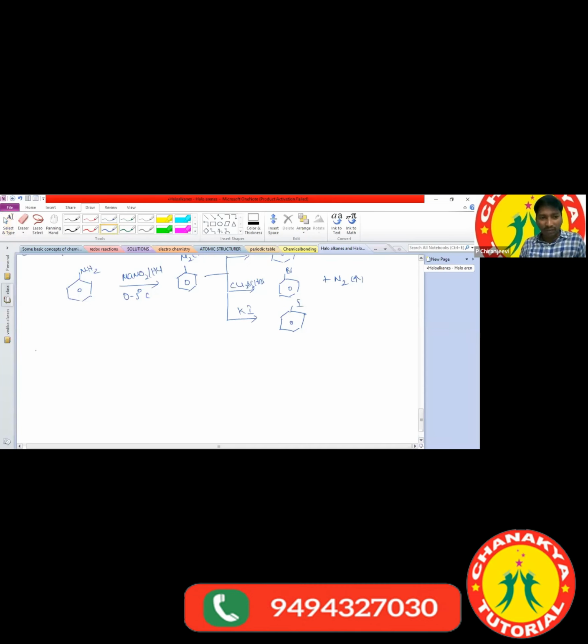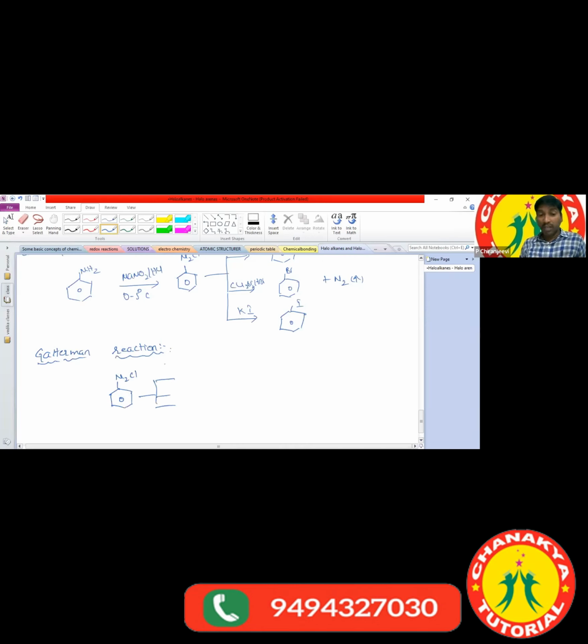Gattermann reaction. So what is meant by the Gattermann reaction? In the Gattermann reaction also, the reaction intermediate is benzene diazonium chloride. But the reactants are going to be different. Okay, so what are the different ones here?